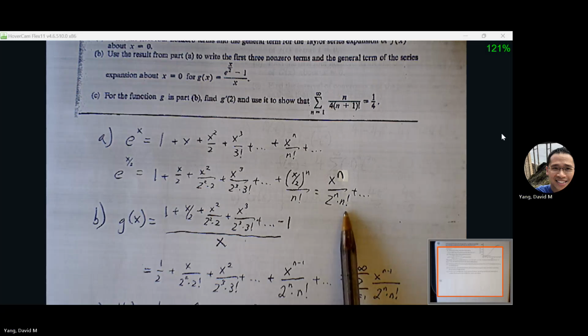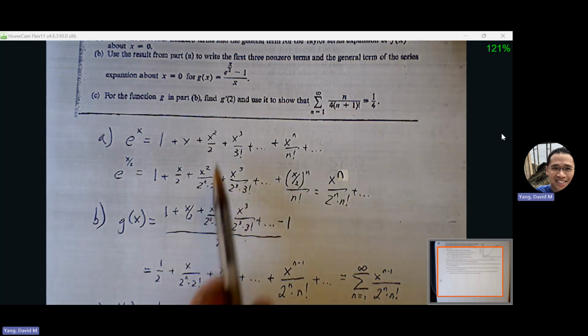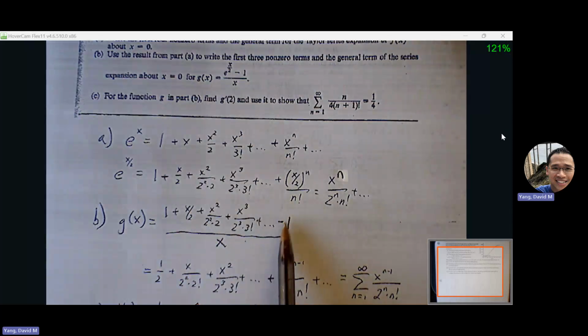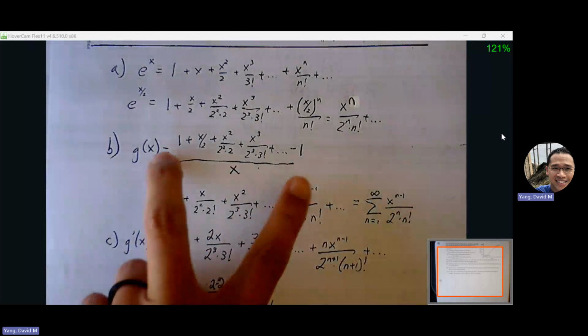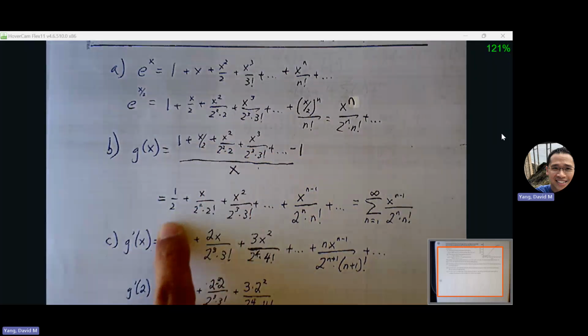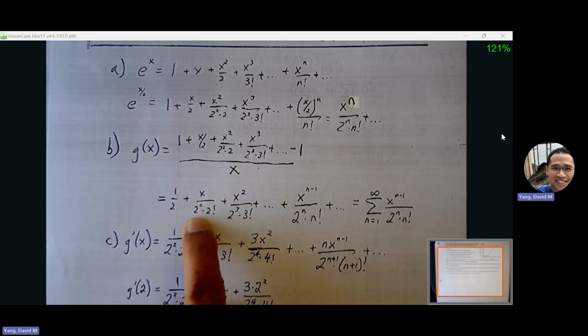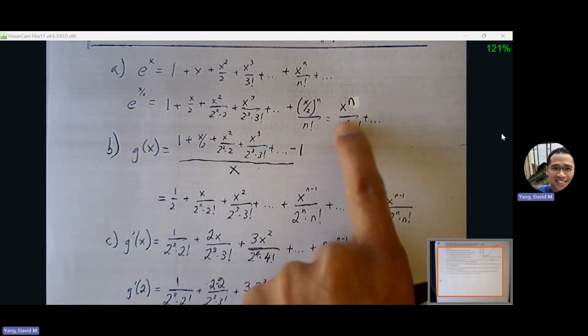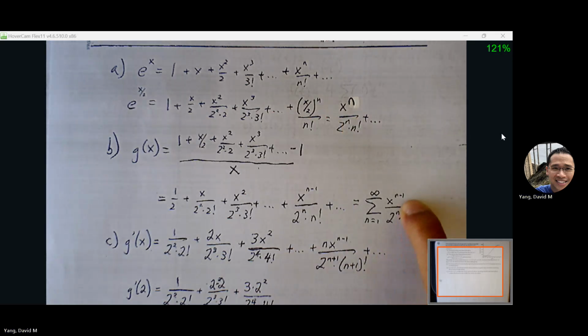Part B, use the result to show that the first 3 non-zero terms of the series for e to the x over 2 minus 1 over x. So I can take all this, which is e to the x over 2, insert it into the numerator portion, minus 1 divided by x. And I'm just trying to clean this up. Well, the nice thing is that the 1 minus 1 cancels out, and I'm just dividing every one of these terms by x. So I get 1/2 plus x over 2 to the n factorial. And also I'm dividing by x, which is really the same thing as x to the n minus 1 here. All right, so there's my general term for g of x.